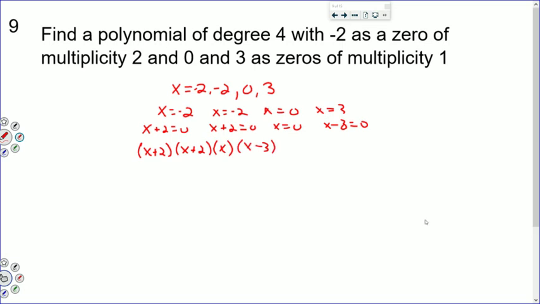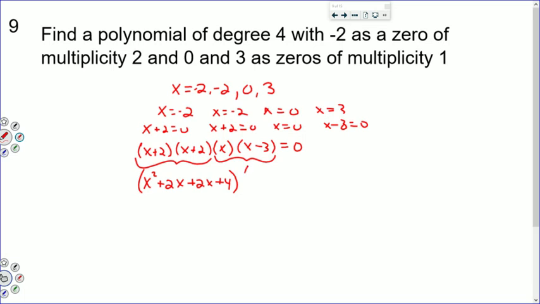All right, so I'm going to multiply these two together, and I'm going to multiply these two together, because you can only multiply two things together at a time. So these all equal 0. So from here, we are then going to take x plus 2 times x plus 2. X times x is x squared. X times 2 is plus 2x. X times 2 is plus 2x. 2 times 2 is 4. So that's this one on the left.